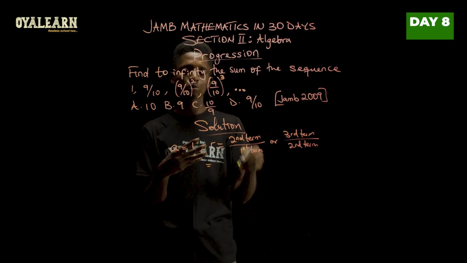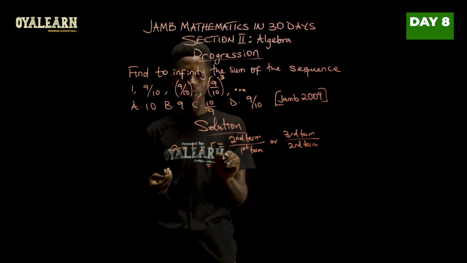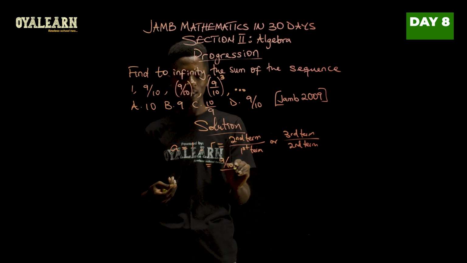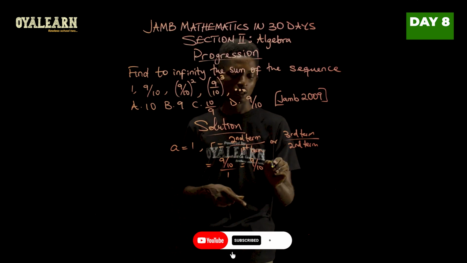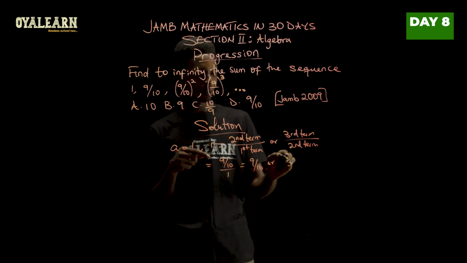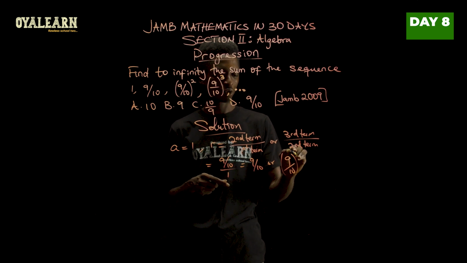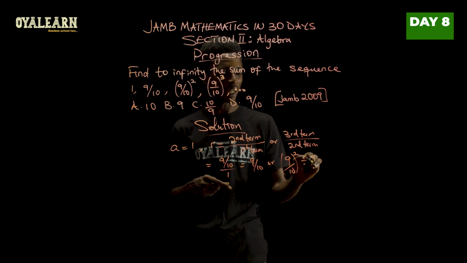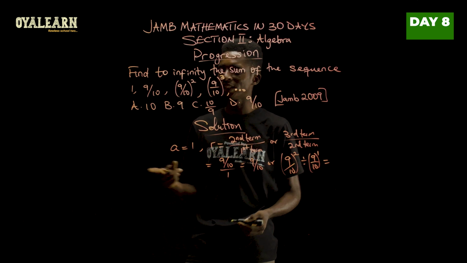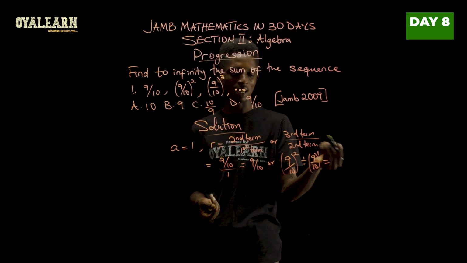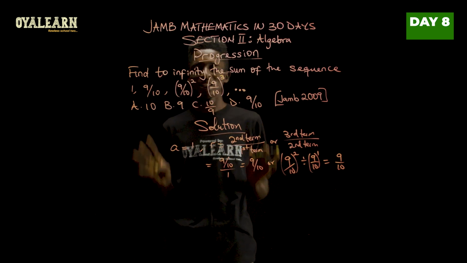I'm going to do these two so that you can see that they are going to give you the same thing. Now, if we do second term divided by first term, we'll have 9 over 10 divided by 1. And this would give us 9 over 10. Or if you go the other route, where we have 9 over 10 squared divided by 9 over 10. This is like saying power of 1. Now, when you divide, indices say you should subtract the power, and that will give us 1. So, we'll have 9 over 10 as well. So, the common ratio is 9 over 10.